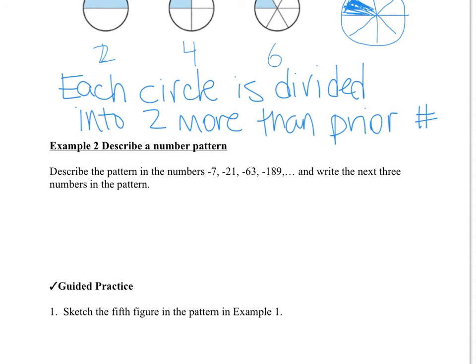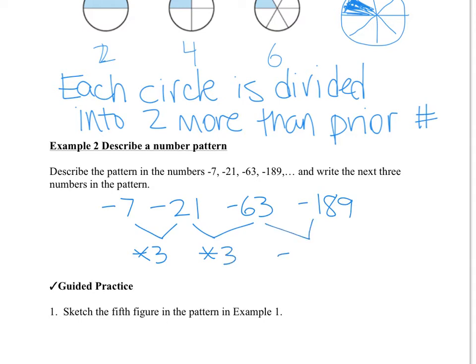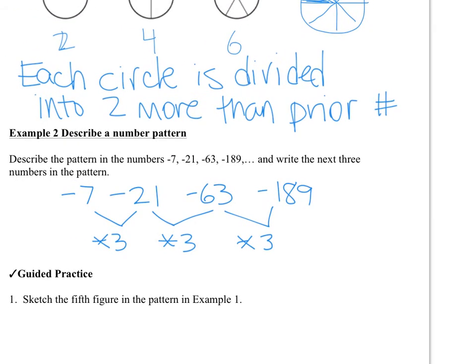Now looking at a number pattern, so you're trying to see what kind of thing is going on from the first number to the second number, from the second number to the third number, and etc. From the first number to the second number, I can see that's times 3, and this is times 3, and so is this times 3. So the next 3 numbers in the pattern are going to continue times 3.